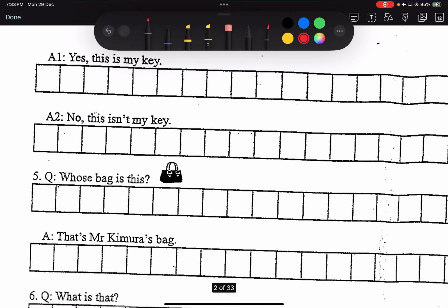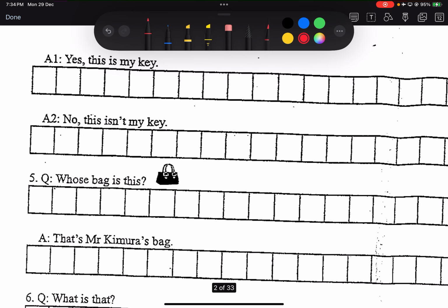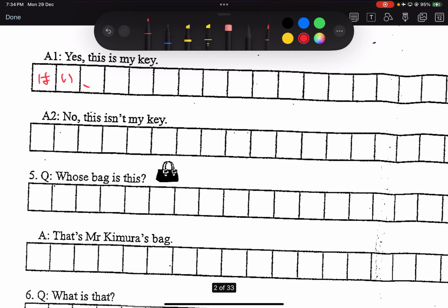Okay, number A1, this is my key. はい、私の鍵です。 Or はい、私のです。 Also okay. That means I don't repeat the word key.